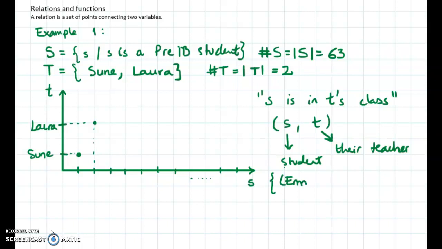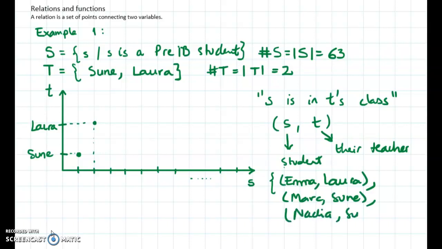So for instance, I'll give you some examples of the points in this relationship. We have the point Emma, Laura. We have the point Mark, Sune. We have the point Nadia, Sune. And we have the point Prem, Laura. And well, there are 63 such points, so we are not going to mention all of them. But this is our first example of a relation. We have a set of points connecting two variables, and the relationship is S is a student and T is the math teacher of that student.